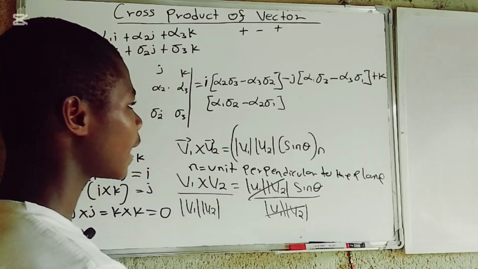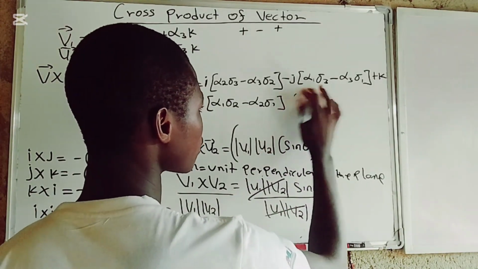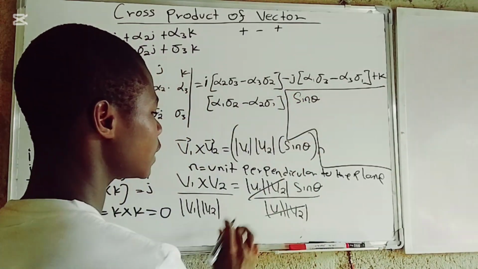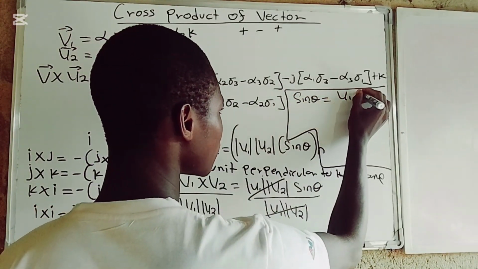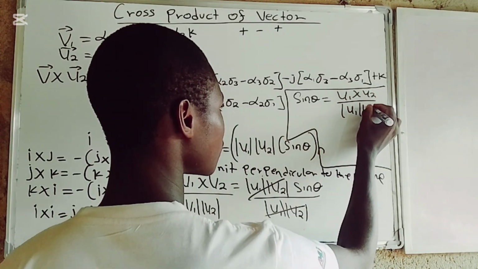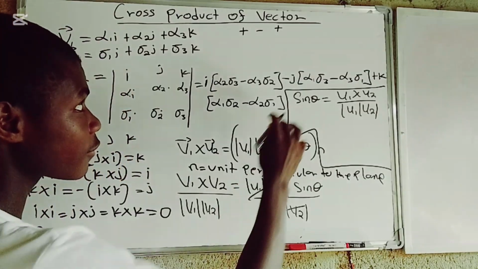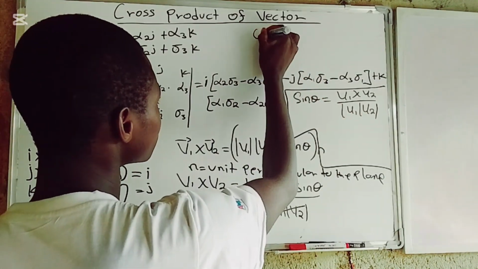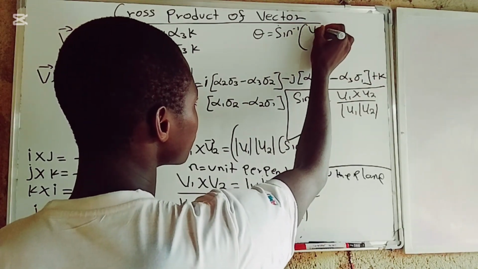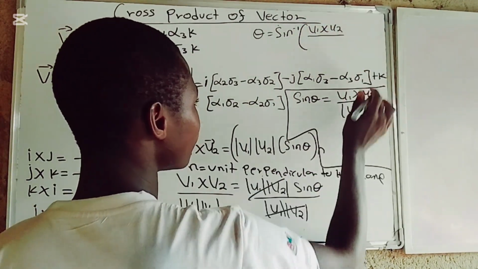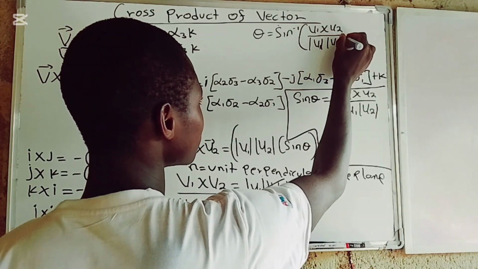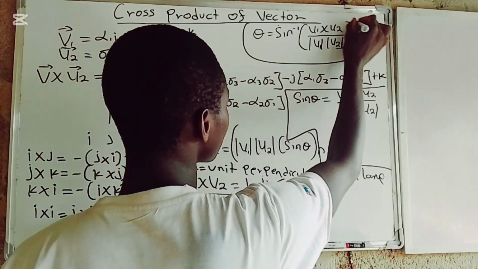This will go with this. At the end, I'll now say sine theta should now equal V1 cross V2 divided by the magnitude of V1 and the magnitude of V2. And to find theta, I will say theta is the same thing as sine inverse of this, which is V1 cross V2 divided by the magnitude of V1 and the magnitude of V2.